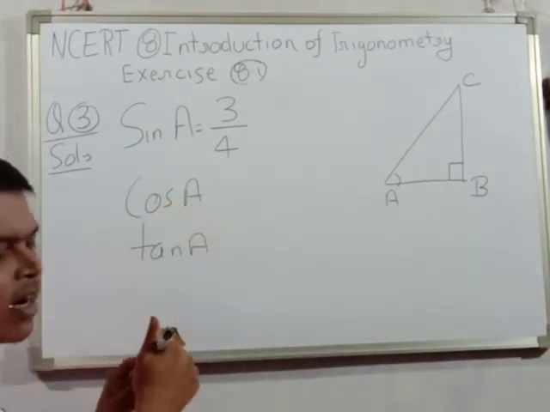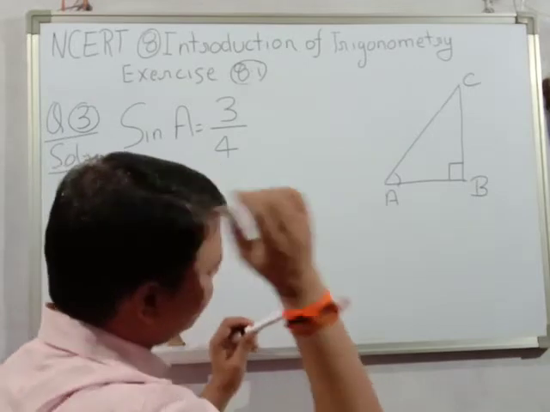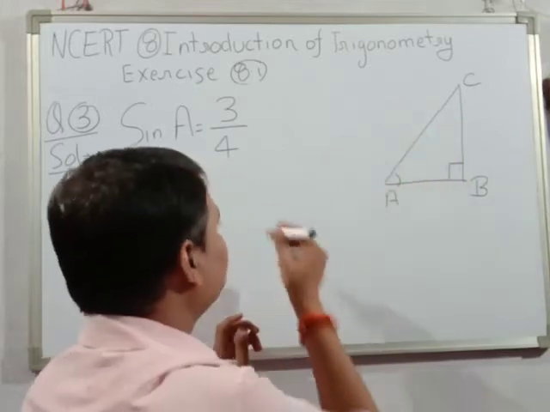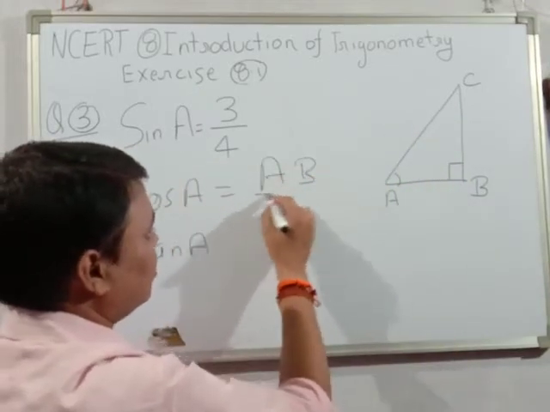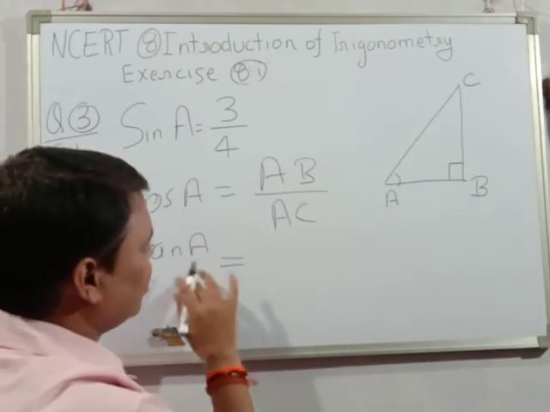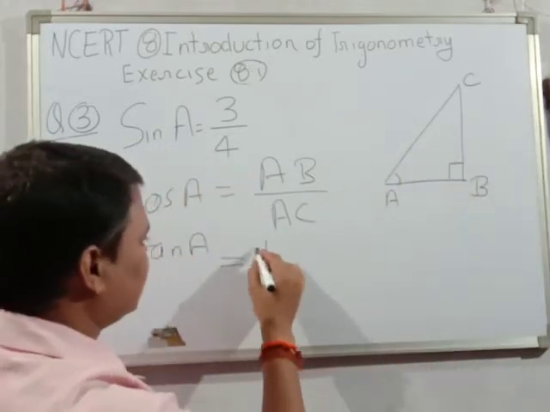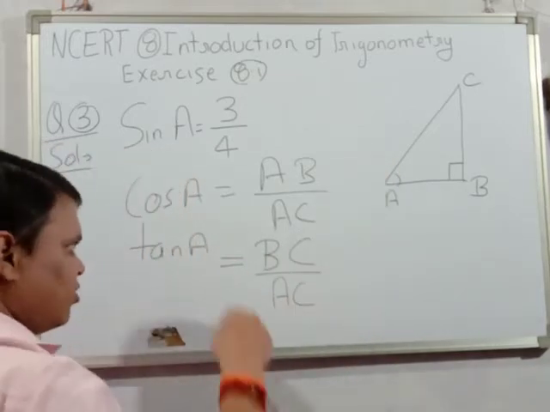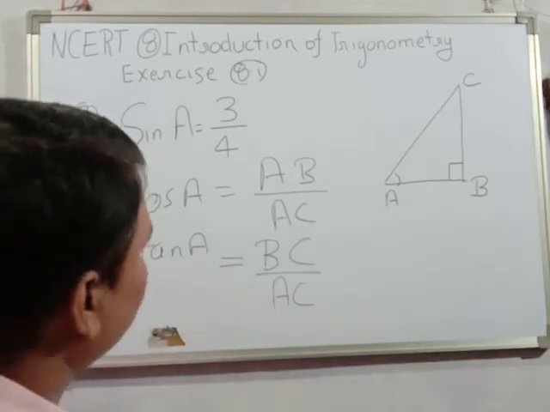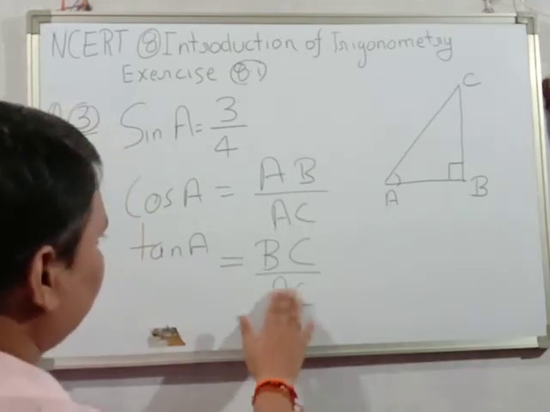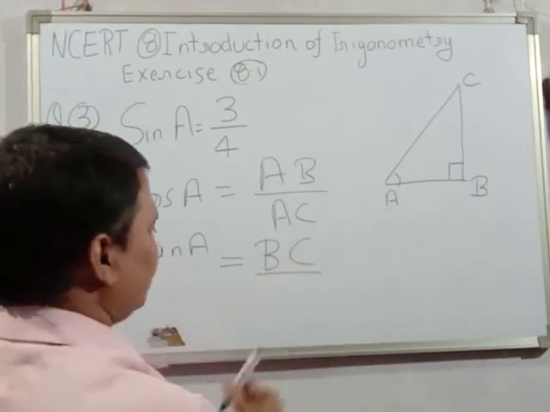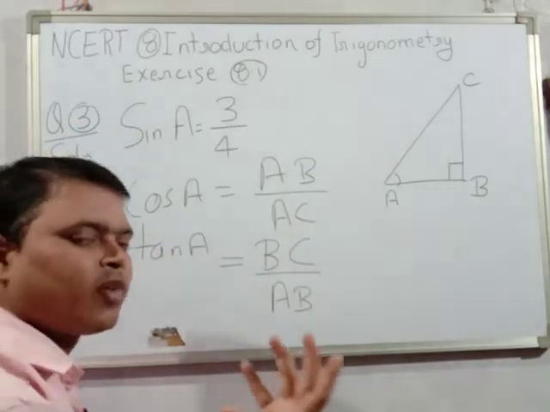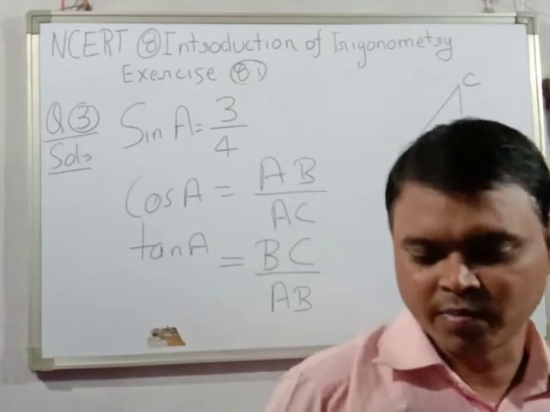For cos A, the formula of cos A is the side adjacent to angle A, that is AB, by the hypotenuse AC. And tan A is the side opposite to angle A, that is BC, upon the side adjacent AB. This means we have to find AB. How to find AB? By using the Pythagoras theorem.